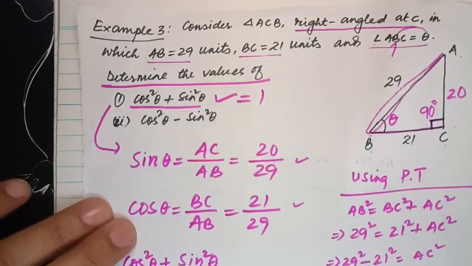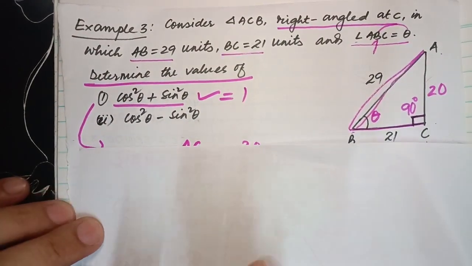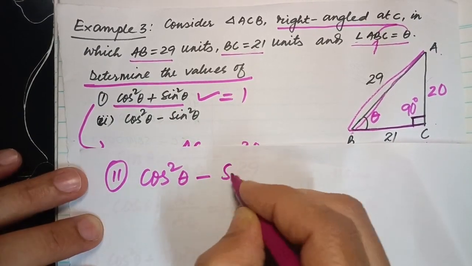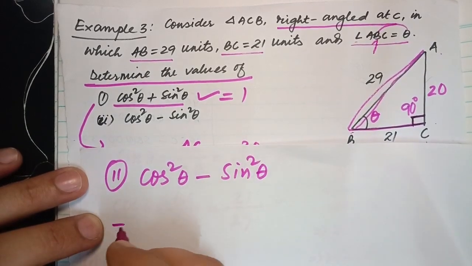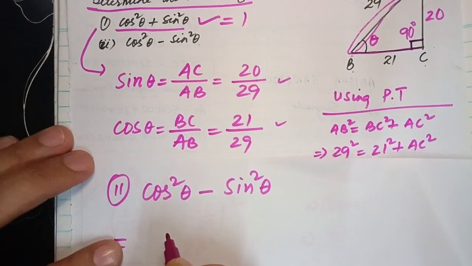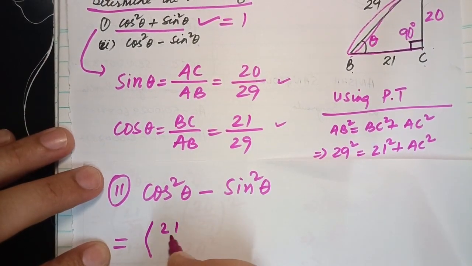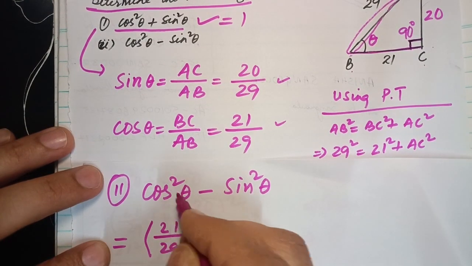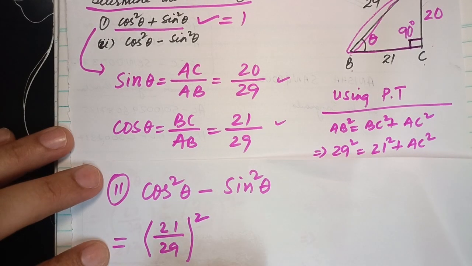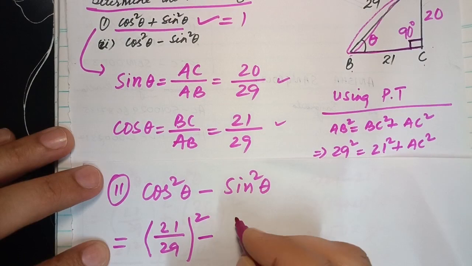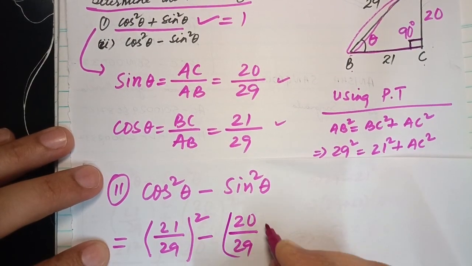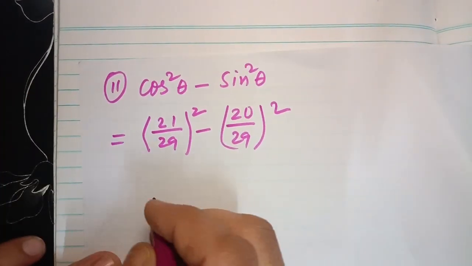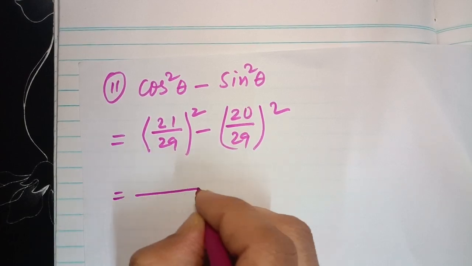You got it? So let us go with the second question, that is cos square theta minus sine square theta. What is the value of cos? Cos is 21 by 29, but this is in square form. So minus sine value is 20 by 29, which is also in square form. Now if I solve this question, the same process will follow.